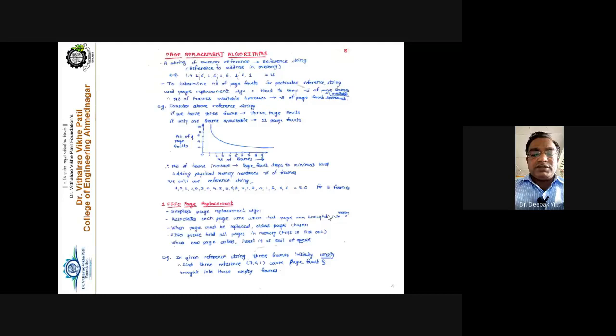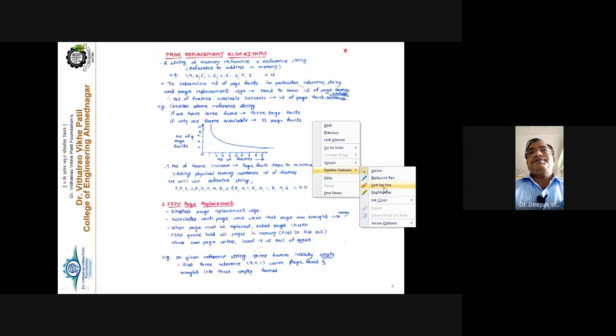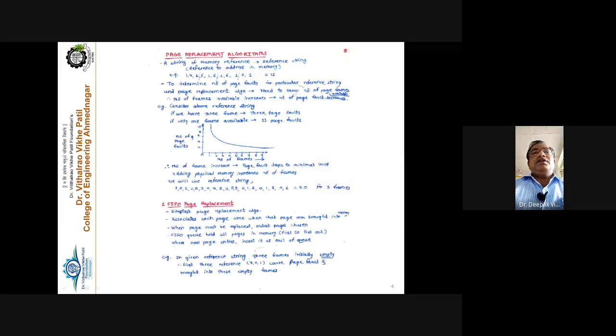There are three page replacement algorithms: least recently used, FIFO (first in first out), and optimal page replacement algorithm. We will discuss these algorithms in detail, and how they work, that we'll see. First, a string of memory references is called the reference string.